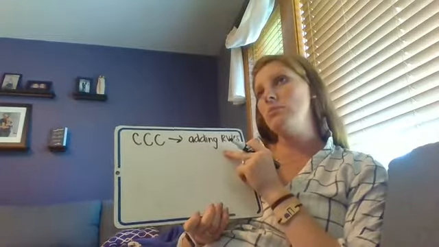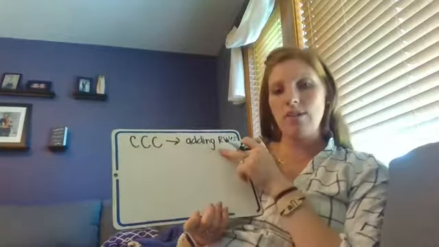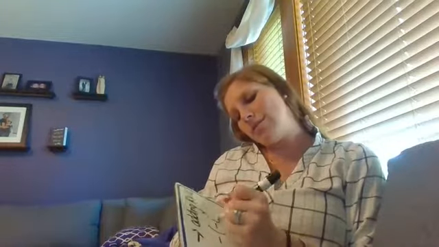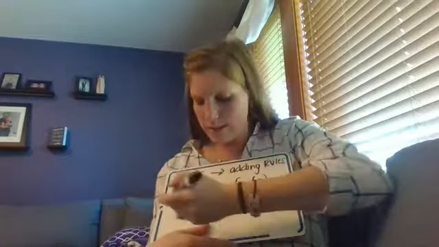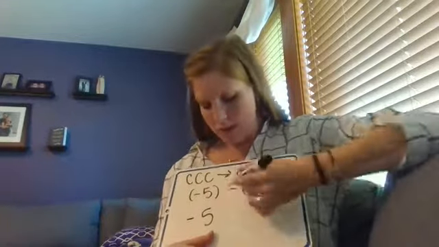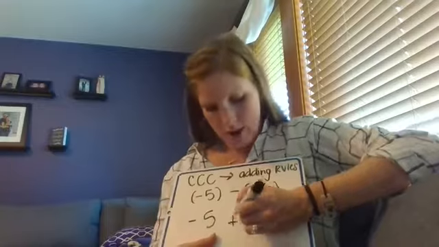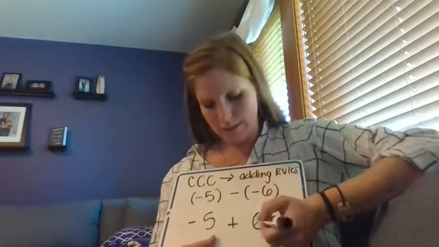So anytime you see subtraction, you'll use copy, change, change, and then use your adding rules. So let's do a couple examples together. For example, if I start out with -5 minus -6, the copy, change, change rule says that I'm going to copy -5, I'm going to change subtraction to addition, and then I'm going to change -6 to +6.